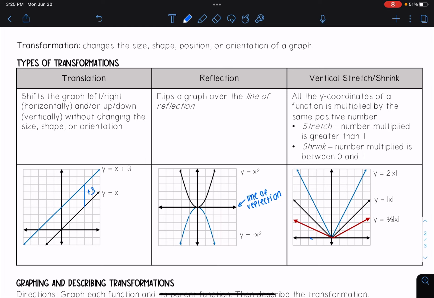So here in this example, y equals the absolute value of x, my black graph here, is my parent function. When I multiply it by 2, this would be a stretch, and you can see my stretch is making my graph more narrow. And then y equals 1/2 x would be a shrink, and I see that makes my graph wider. So right now this one makes it more narrow, and this one makes it wider.